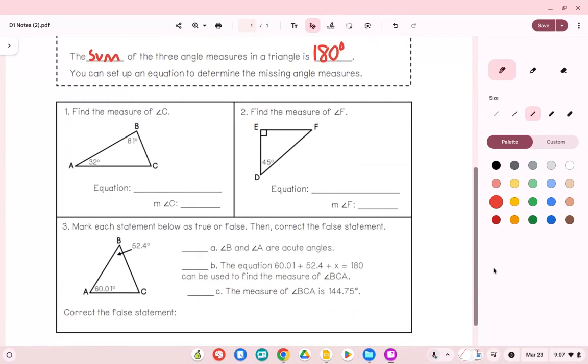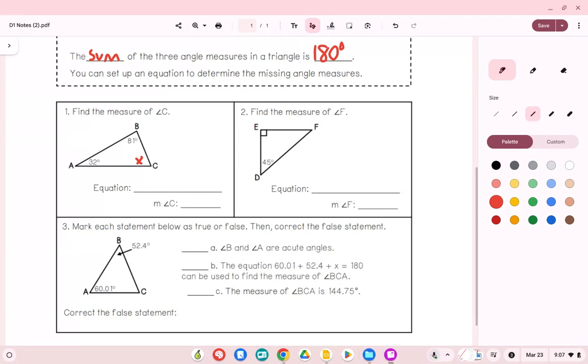All right, number 1 says find the measure of angle C. So we can see that there's a 32-degree angle and an 81-degree angle. We just need to find the missing one, so we can call that X. So pretty simple math. You just need to add up the angles that you have and subtract from 180 in order to get the missing one.